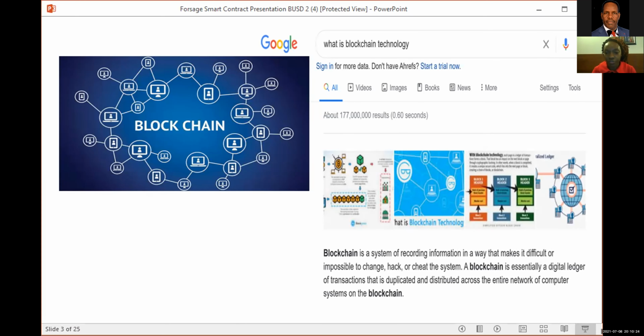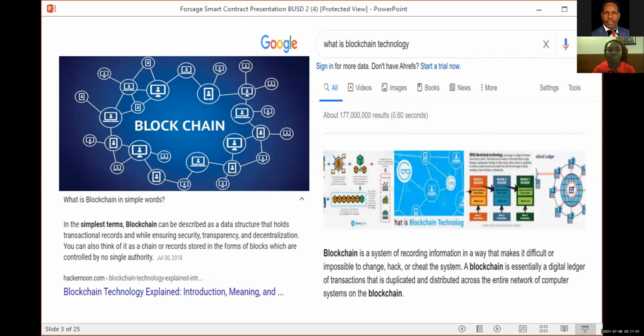In simple terms, maybe you're hearing this for the first time, this is just transactional records whereby as they are executed, you have security, you have transparency, and it is decentralized. And actually the icing on the cake is that in this situation, nobody controls the blockchain technology. Basically, there's no single authority such as banks or governments involved. So it's a beautiful peer-to-peer platform.